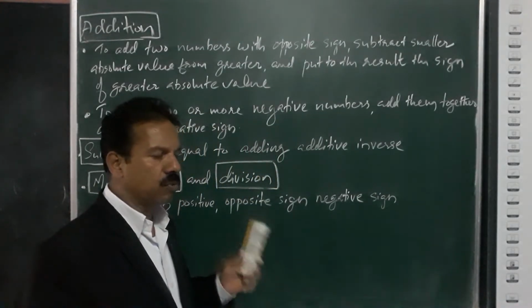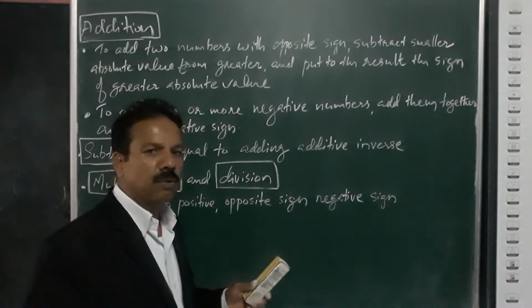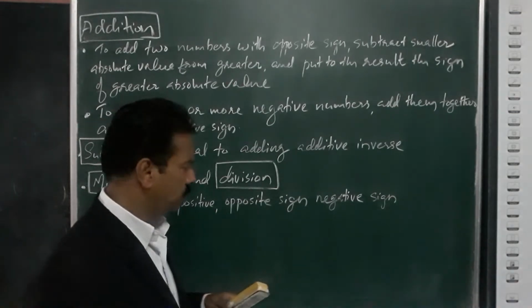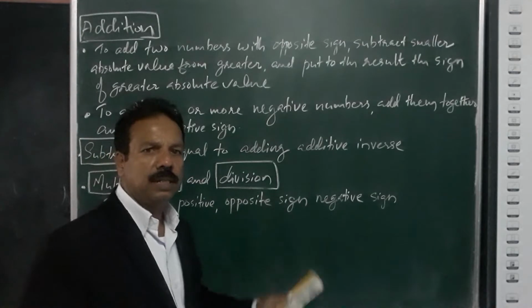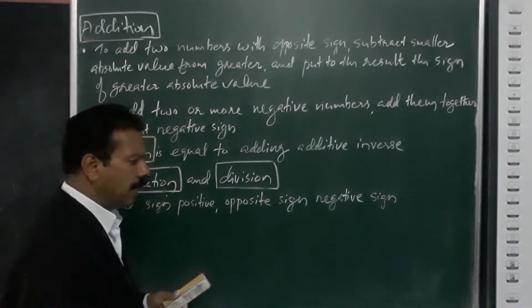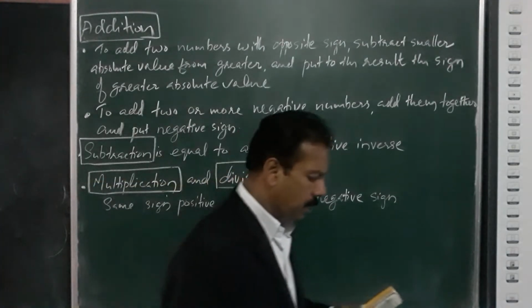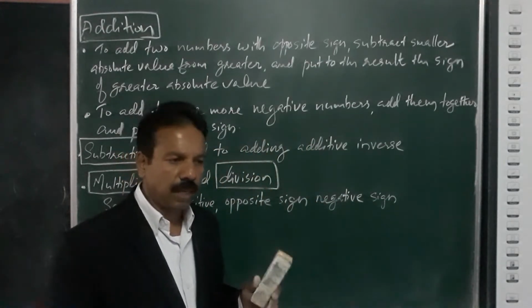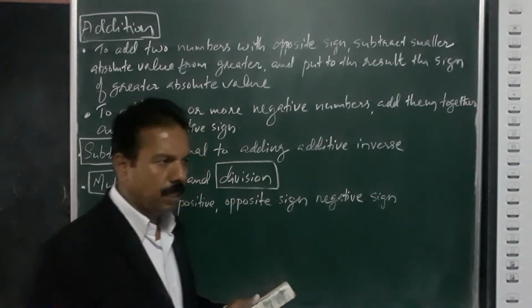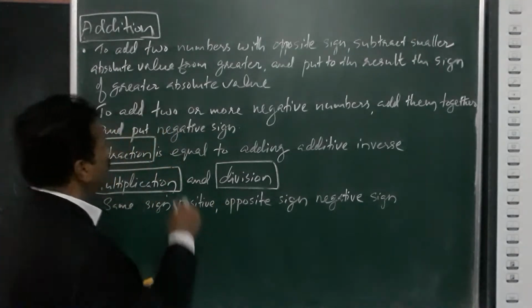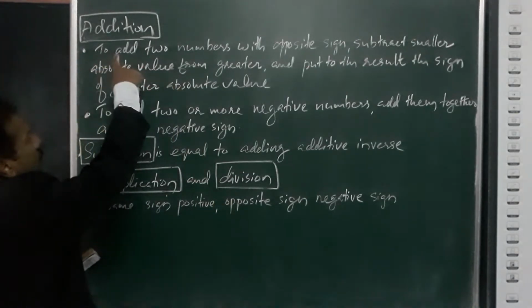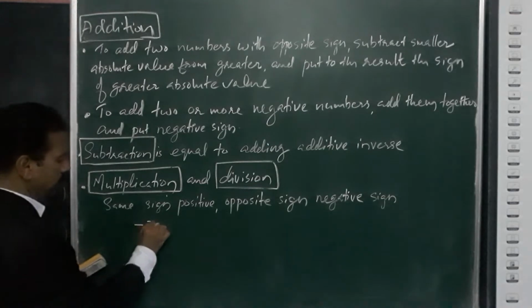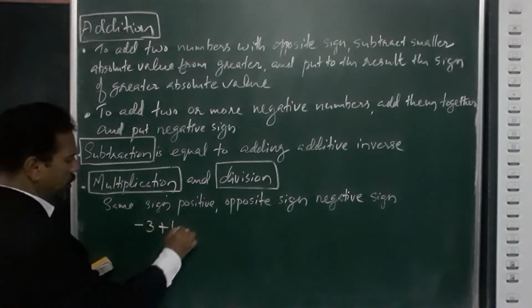Without these rules you cannot solve any single question in any chapter of mathematics. But these rules are very simple. And as a revision practice chapter, you have to practice it thoroughly, frequently. Now I will explain the addition of two numbers, minus 3 plus 4.